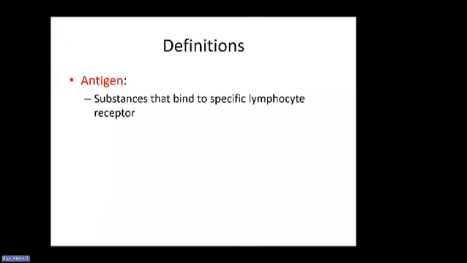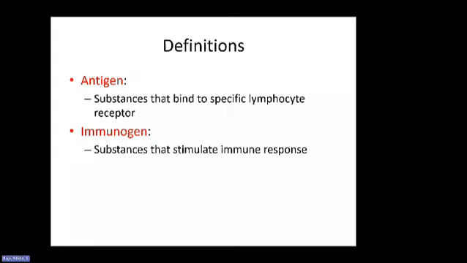All right, a few definitions. What is an antigen? It's a substance that binds to a specific lymphocyte receptor. When you think about antigen, that's pretty straightforward. But when you think of immunogen, how is it different from antigen? Keep in mind that any substance that can bind to the specific lymphocyte receptor is called an antigen. But the substances that, after binding to that lymphocyte receptor, produce an immune response are called immunogens.